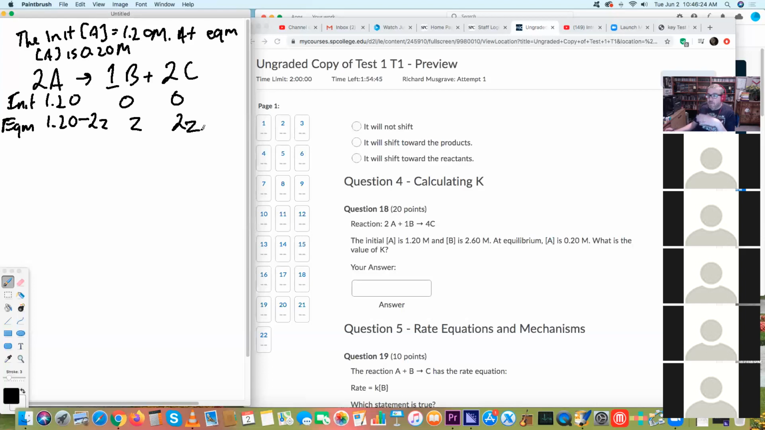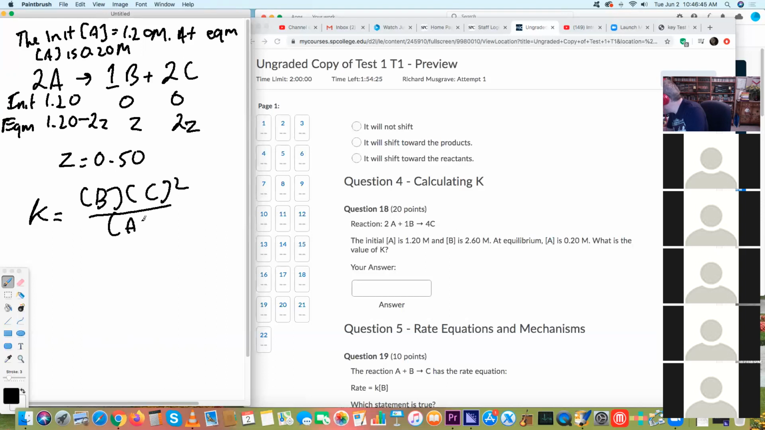Right. Yeah, there's actual changes to the structure here as well. Okay. Now, the z value, again, is going to end up being 0.50 based on what we had done earlier. So then we could just continue with the problem at that point. But the K value is going to be B C squared over A squared.